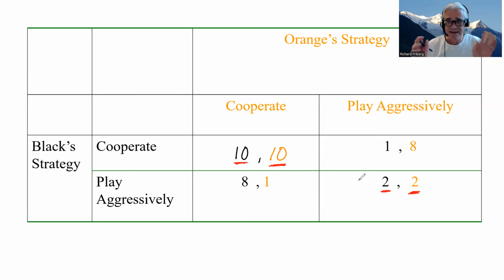We have two sets of strategies that are Nash equilibria. These are sets of strategies such that none of the players has an incentive to unilaterally deviate. Okay, so they would both prefer this outcome to that, but if for some reason black believes that orange might play aggressively, black does not have an incentive to unilaterally deviate. It's only if both deviate and change their strategy that they can do better.